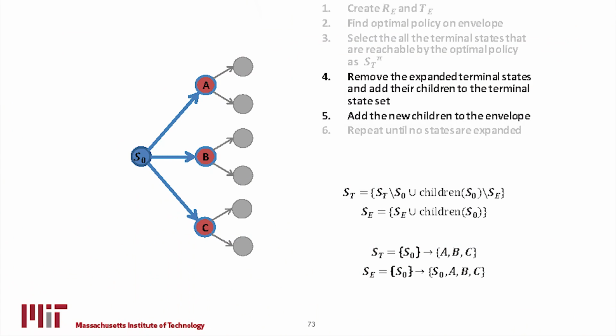Oh, so that's exactly what we're going to expand. We're just going to expand S0 to A, B, and C, and add those to our terminal nodes. So that's up there, just simple, but we removed S0 from our terminal nodes, added its children, and we added the children to N.